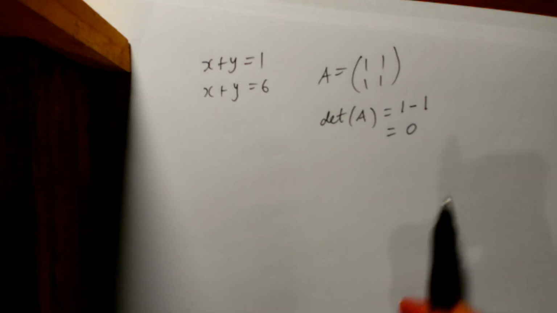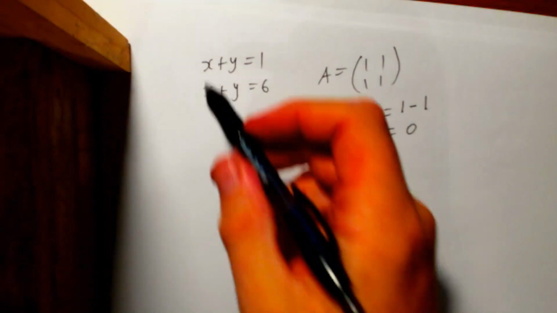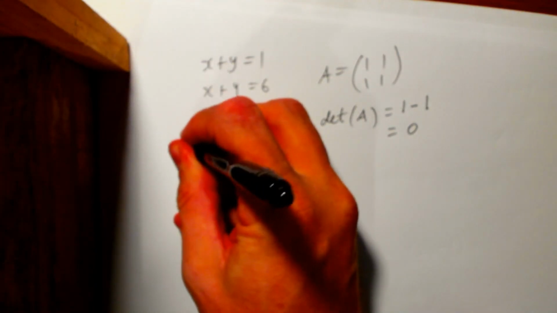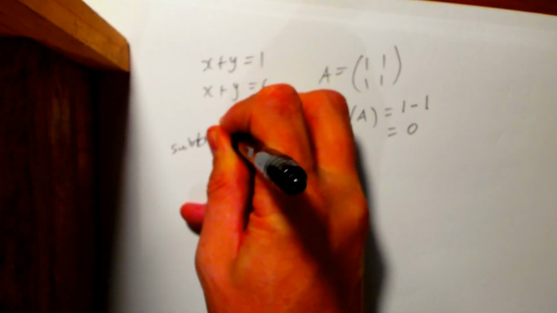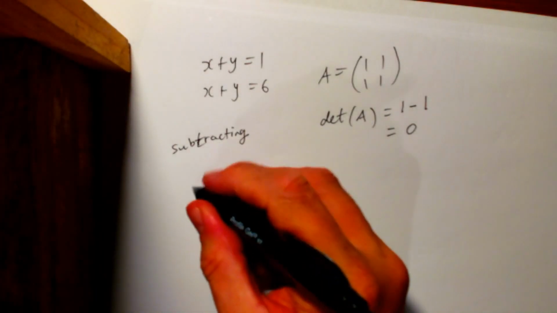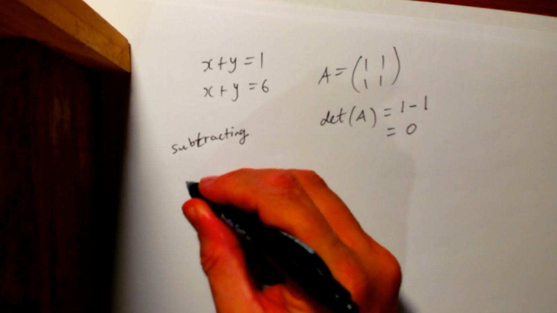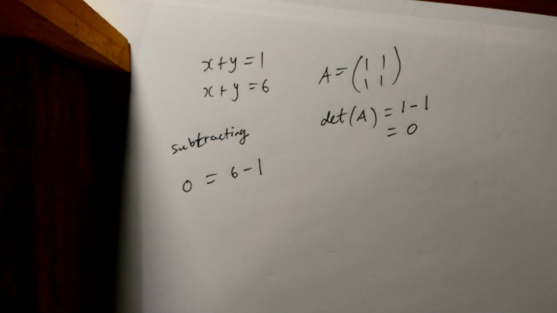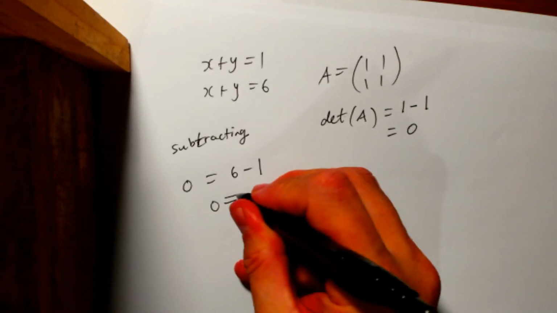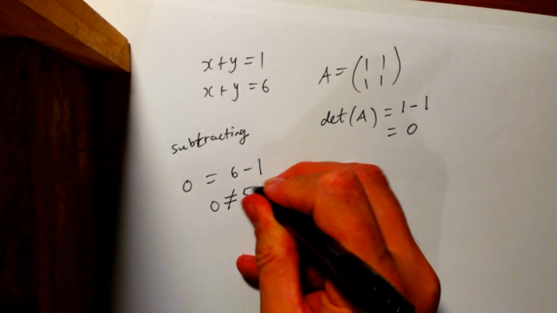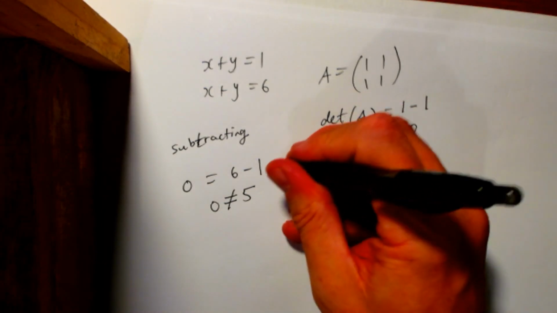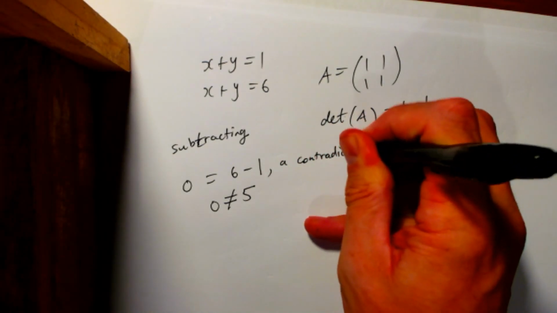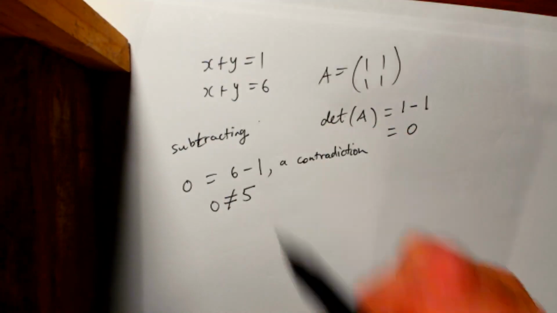However, if you try to solve this system by, say, subtracting the first equation from the second equation, second equation minus first equation, you get 0 on the left and 6 minus 1 on the right. And obviously that's bogus, right? Because 0 is not equal to 5. So this gives a contradiction to the assumption that there was a solution.